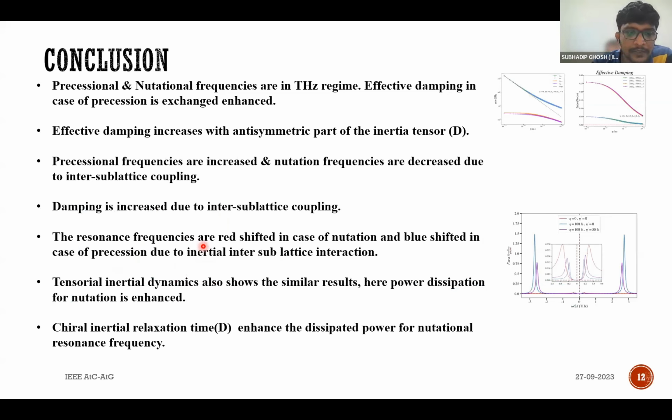We can also term the D as a chiral inertial relaxation time, and in this case, the dissipation power will be enhanced due to the introduction of the relaxation time.